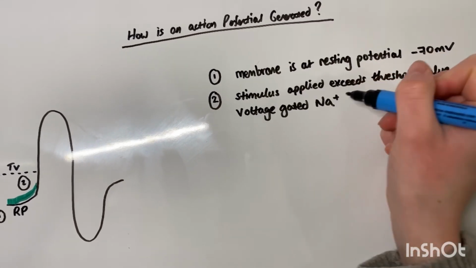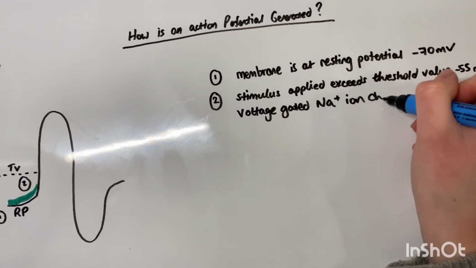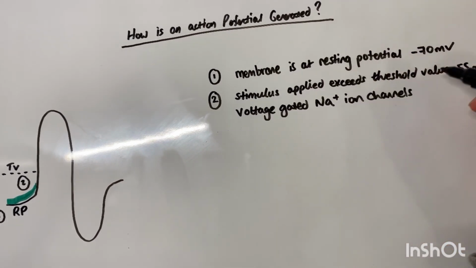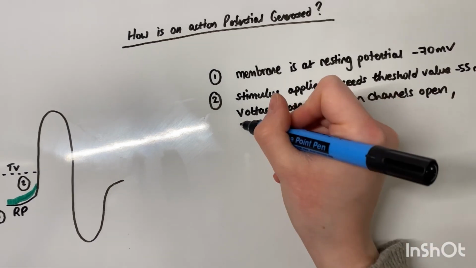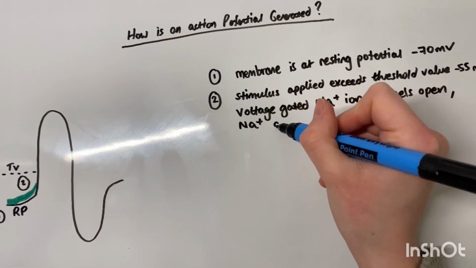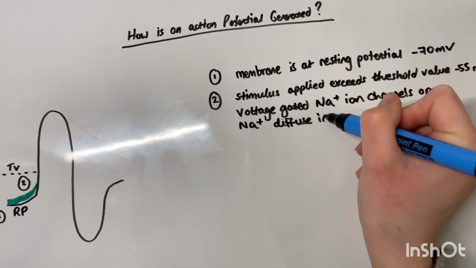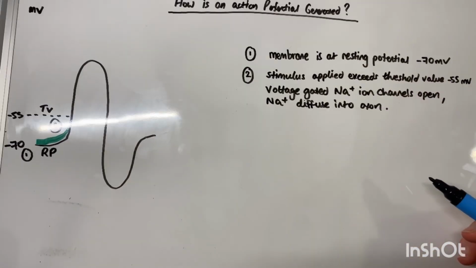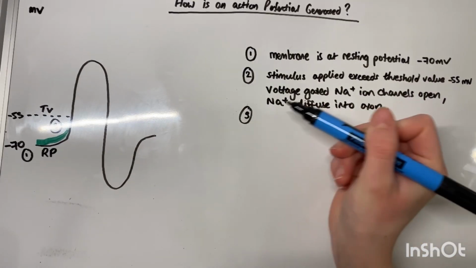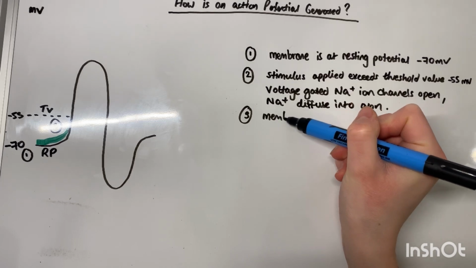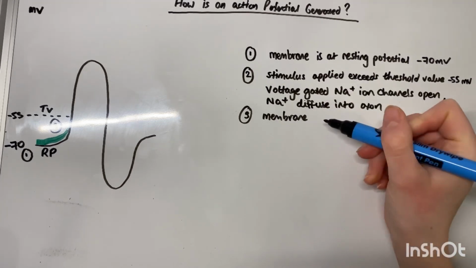diffuse into the axon. And people get mistaken, I get mistaken, if it's sodium or potassium, and I just think it's all about the salty little sodium ion that wants to depolarize the membrane. Which then leads us on to step 3 and the third marking point, which is the membrane depolarizes.